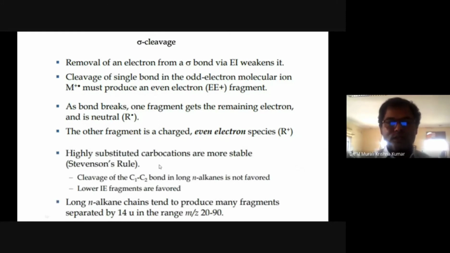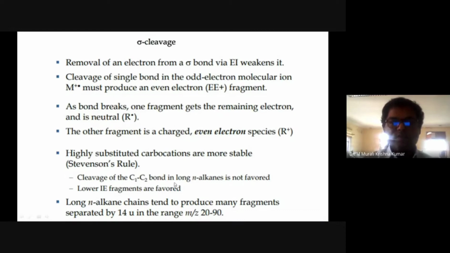Highly substituted carbocations are more stable. So that is what we knew. In case of carbocation or carbanion chemistry, tertiary is more stable than secondary, which is more stable than primary. The same rule is applied even here also. And highly substituted carbocations are more stable.